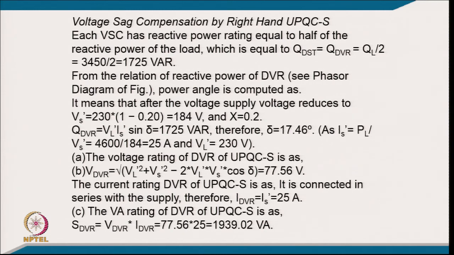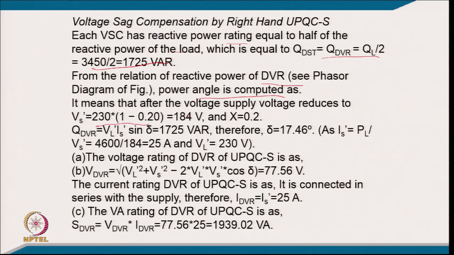So, after coming to the voltage compensation typically by the right hand UPQC, each VSC has a reactive power equal to half of the reactive power of the load, which is Q DST equal to Q DVR equal to QL by 2, that is 1725 VAR. From the relation of reactive power of DVR, the power angle is computed from this relation.